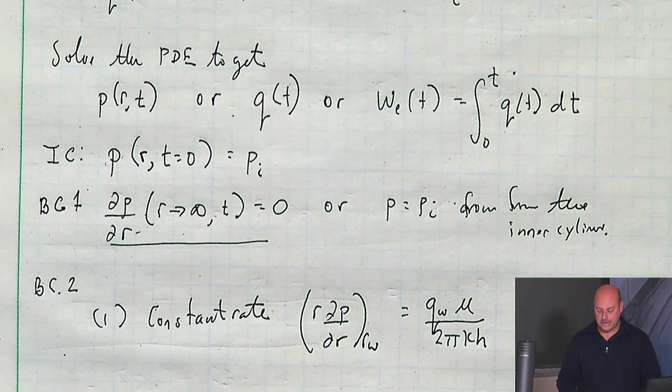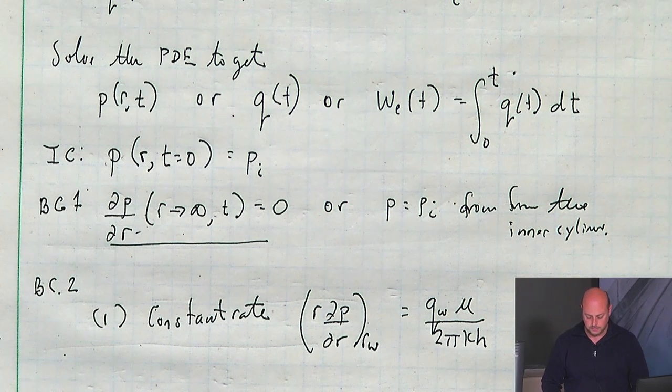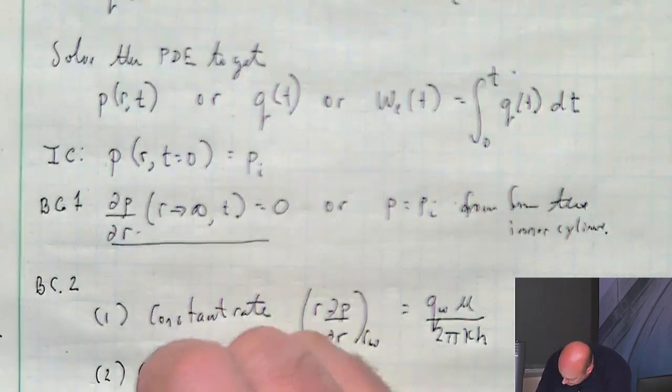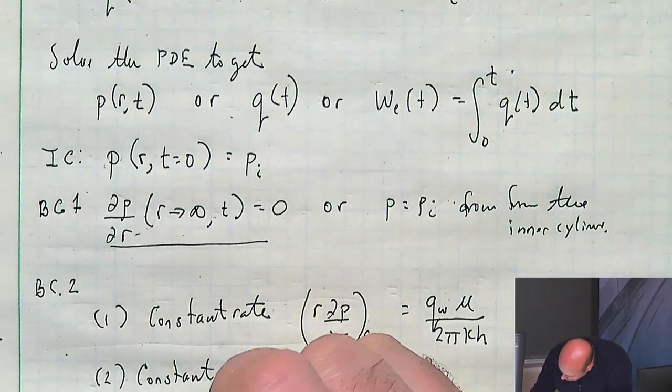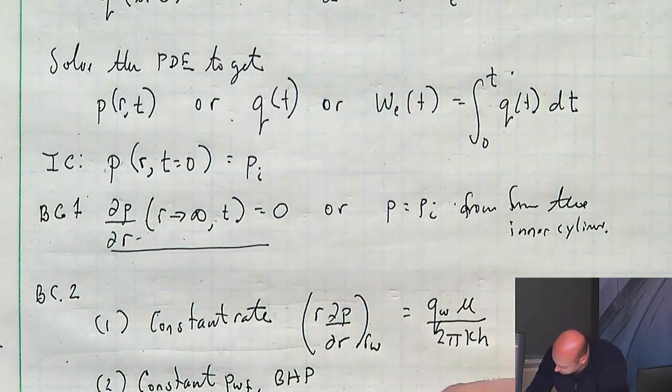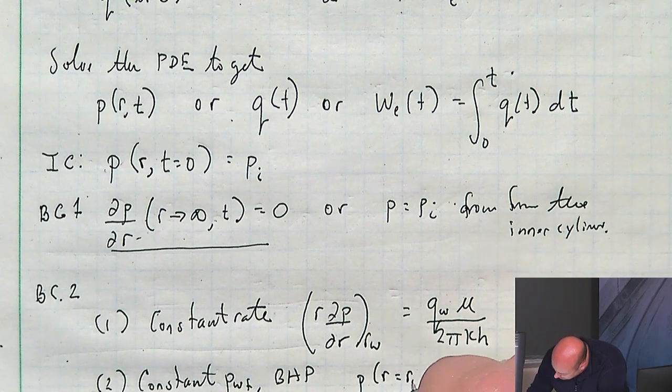It has an analytical solution. That analytical solution is the exponential integral solution. Okay. But there's another boundary condition we could put on there. Instead of having constant rate, we could have constant pressure. We have a constant bottom hole pressure, for example, of the well. So we can say that that's constant PWF, that's bottom hole pressure, BHP. So P at the inner cylinder, like the wellbore, is equal to, again, PWF.